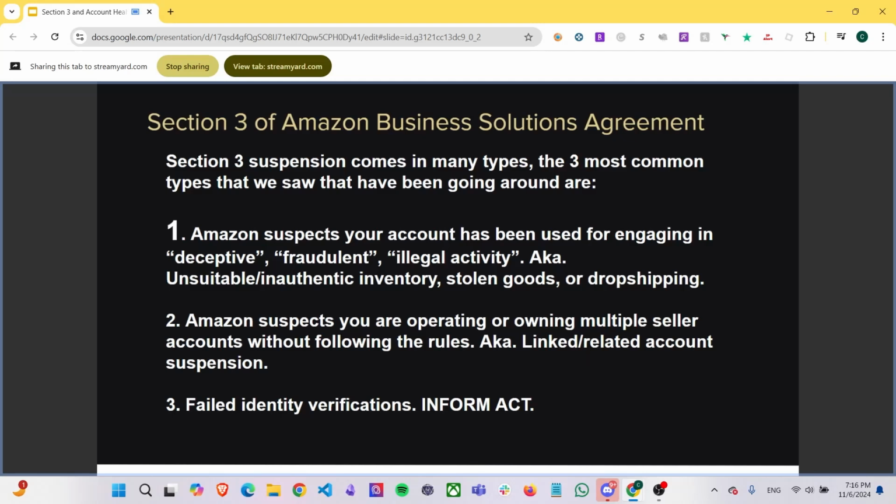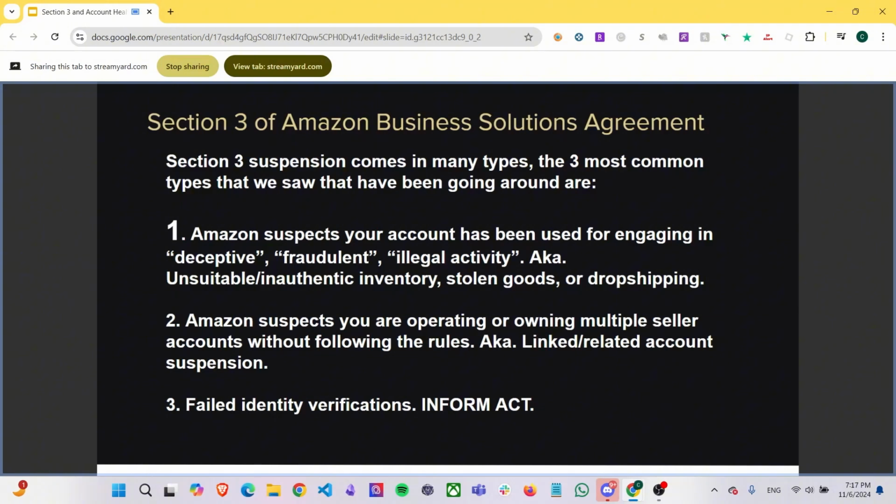Another thing about related accounts, also make sure that you're not even using the same Wi-Fi, because in the eyes of Amazon, they have two types of connections between accounts, the soft one and the hard one. The hard one would be like the credit card or social security or EIN, that's really hard, and it's really hard to dispute one of those.